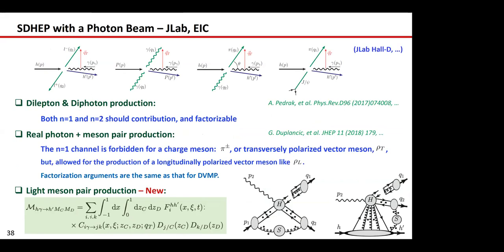Then actually Mark Strickman wrote an email to them, together with me, to try to communicate with the Compass people, to use their data to study that. Then the pion beam data. But here I introduce a process with the photon beam.